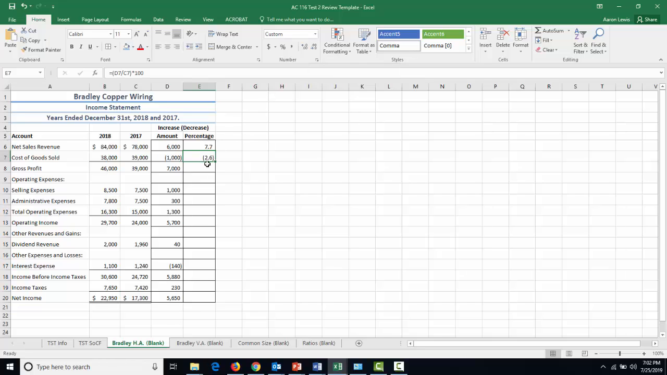So again, we could go through and we could fill in all those formulas individually, but we're going to cheat. We're going to use the fill handle and we're going to drag it down. And deleting all these weird div zeros, just click on them and hit delete, we get our percent of change. And we can see here that our gross profit increased by 17.9%. Our selling expenses increased by 13.3%. Administrative expenses increased by 4%. Our total operating expenses increased by 8.7%. So on and so forth down the line.